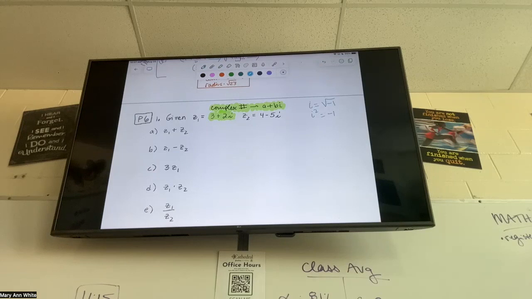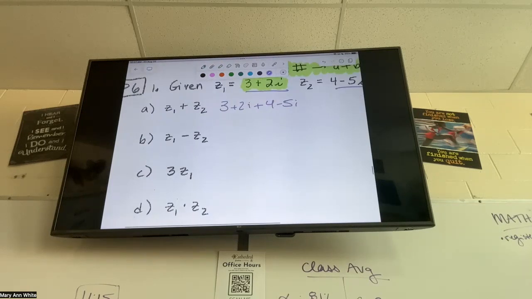Okay. However, we're able to treat it basically like how we would treat a variable when we're doing addition, subtraction, multiplication, etc. So if I do z1 plus z2, I'm just adding these two pieces. I've got 3 plus 2i and then plus 4 minus 5i. We combine our like terms, so I can combine 3 and 4 to be 7, and then I can combine 2i and minus 5i to be minus 3i. You guys done some complex numbers before? Perfect. So this should not be brand new stuff.